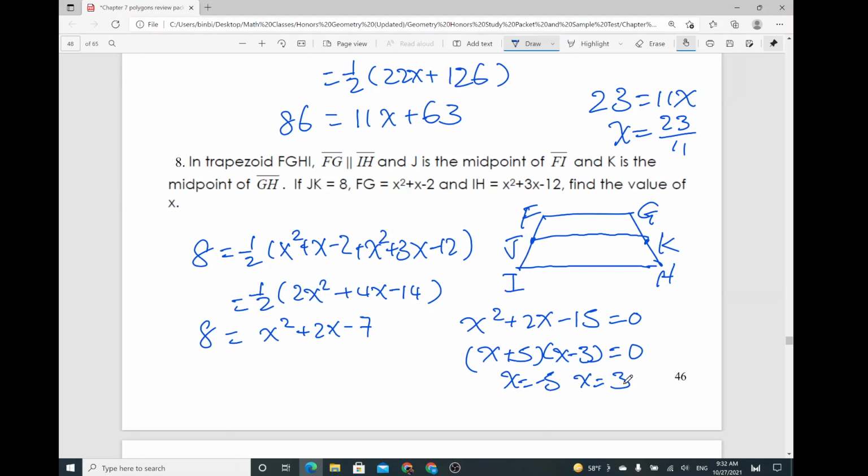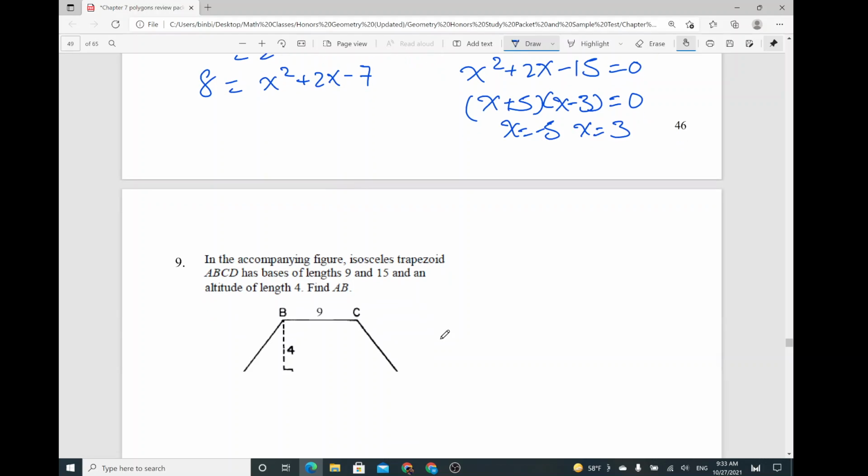You probably want to plug a number back in to check the work, because part of it might be an extraneous solution. If you find that it's a negative number for the side length, which is not possible, then that value of x would be considered the extraneous solution. So always plug a number back in.